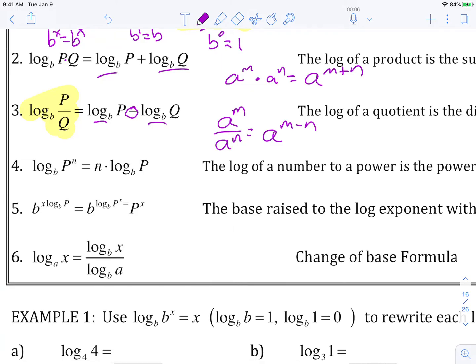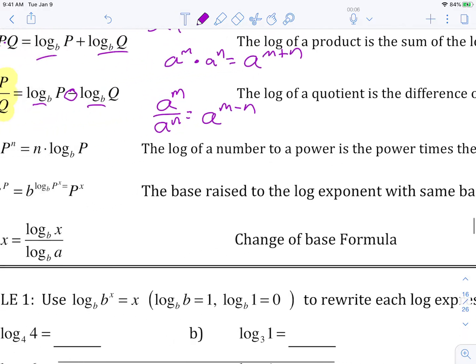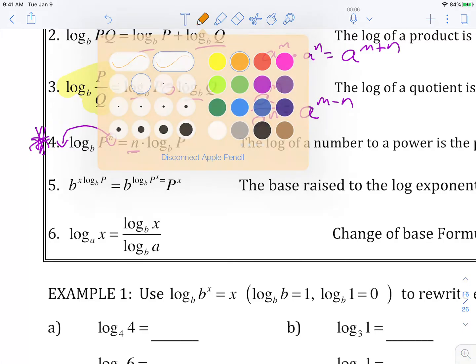Over here, the log of a number to a power is the power times the log of the number. All this is saying, and this is again a nice property, is I'm allowed to move this exponent into a coefficient. And this is probably one of the biggest properties of logarithms that we're going to be using in order to help us solve sometimes unsolvable exponential questions, or at least we think they're unsolvable, but they're really not.